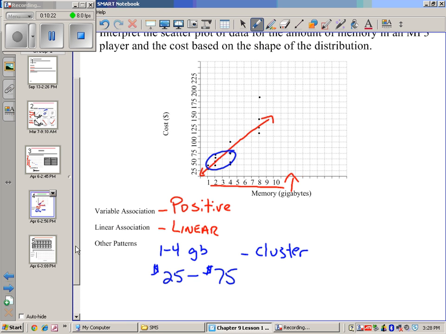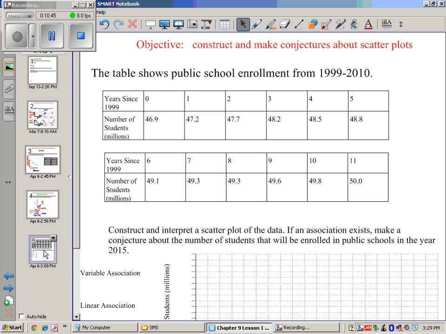You could say this one point up at the top might be an outlier by itself, but it's not too far off from the other one. So, there's how we interpret a scatter plot. We have our 3 different variable associations, our 2 different linear associations, then we're looking for other patterns, either clustering or outliers. And let's take a peek at our last example.